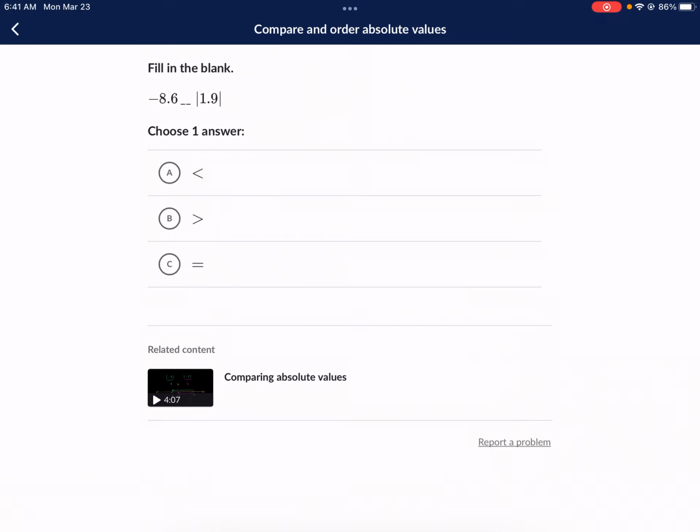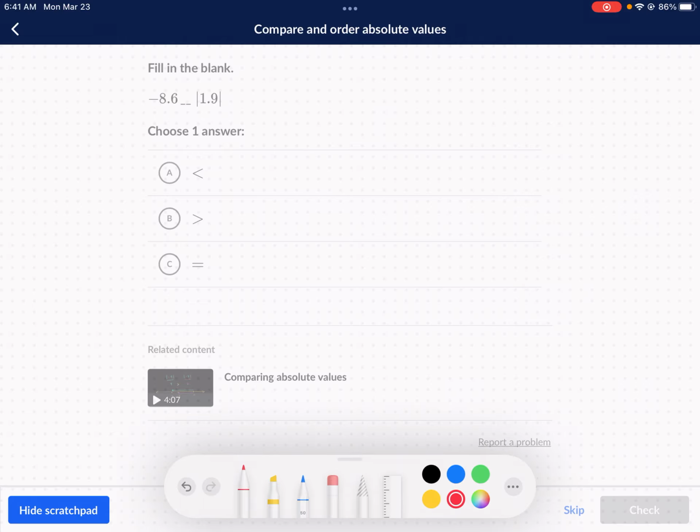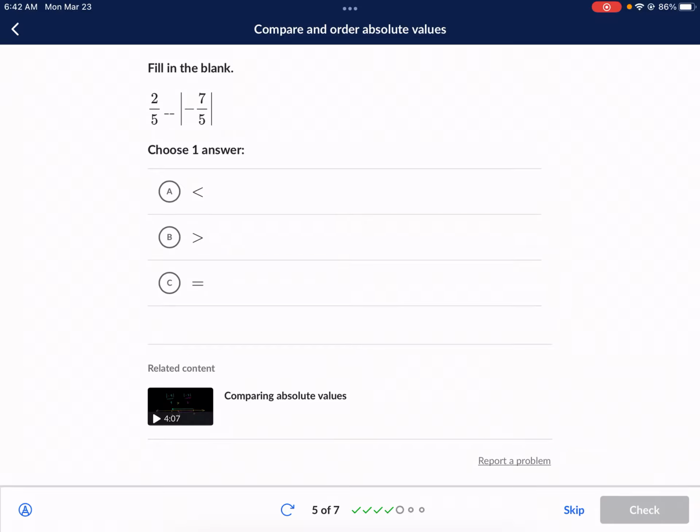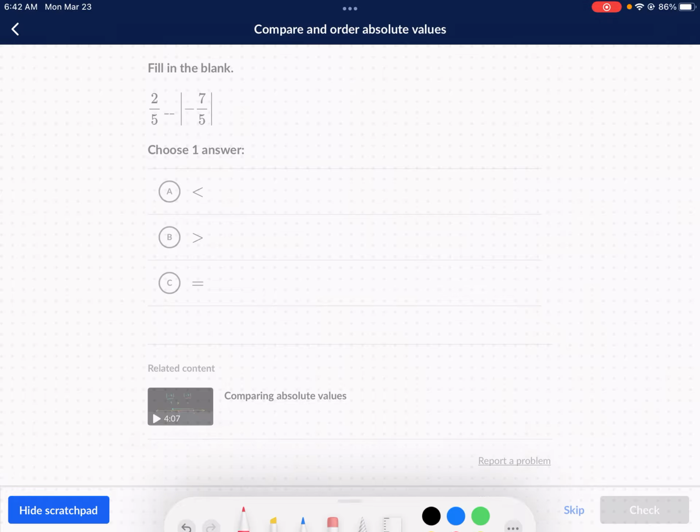Next question. If I'm ever going too fast, make sure to just pause or rewind. Here we have -8.6, and notice that it doesn't have absolute value on it, so it just stays negative. And 1.9 is going to be positive, so we know that 1.9 is going to be greater, so we're going to make our less than sign like that. So the alligator eats 1.9 instead of the -8.6.